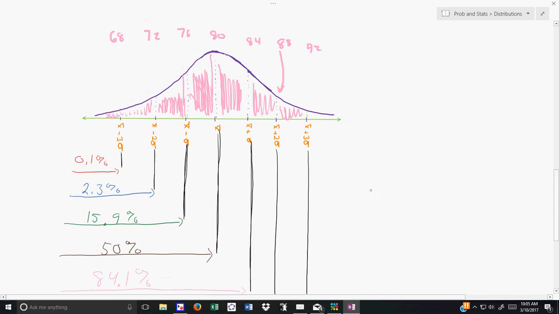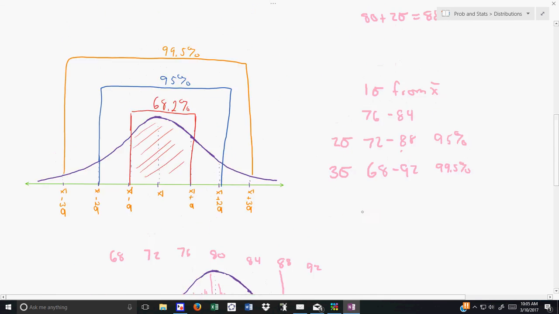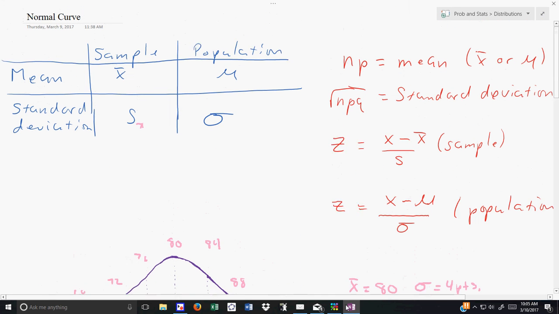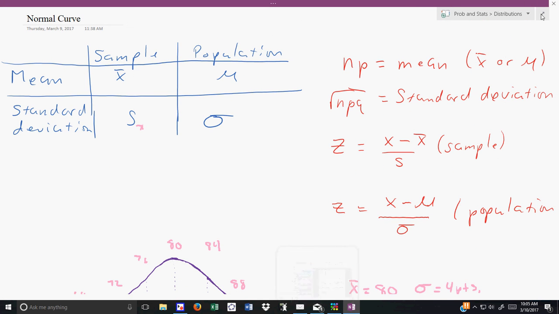I hope this adds a little bit of clarity to the bell curve. It's not super hard, but it is a little confusing at first.